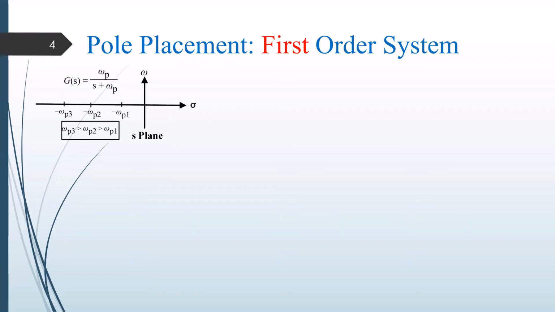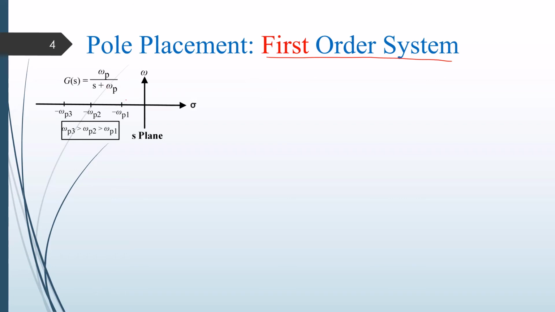Now let us consider the general system. This can be a low pass filter, or it can be your closed loop transfer function or open loop transfer function. So let's consider one general expression. This is for your first order system. We would like to focus on the first order system. And of course, you can see it has the pole, which is omega p.